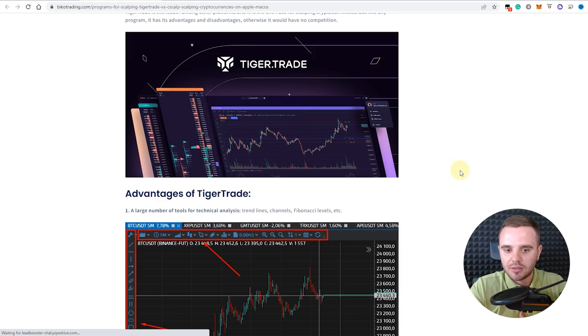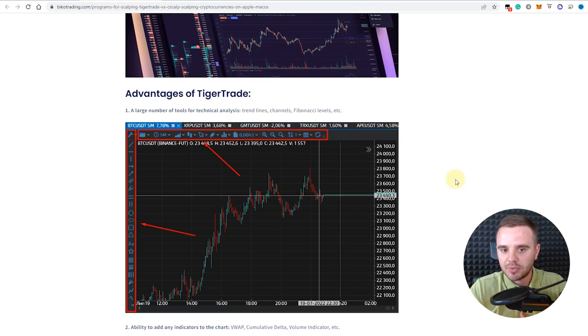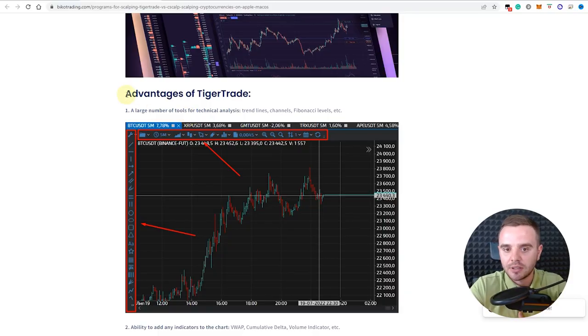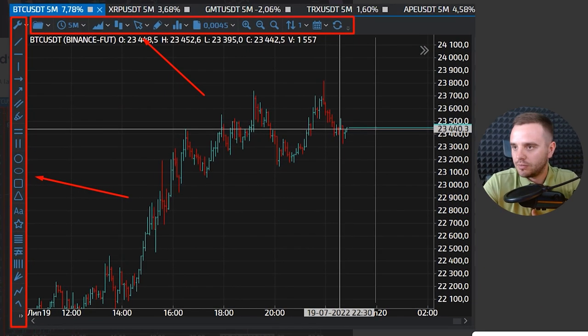What are the positive and negative sides of both of these platforms, and which platform will be much better for you to use? First, let's cover the positive sides of TigerTrade. Now, what's the beauty of TigerTrade? Pay attention. With TigerTrade, you can do a lot with charts. Honestly, TigerTrade is nearly the same as TradingView. You can use every drawing tool on a chart. You can build levels, lines, trend lines.